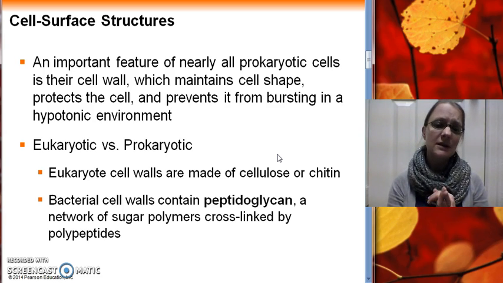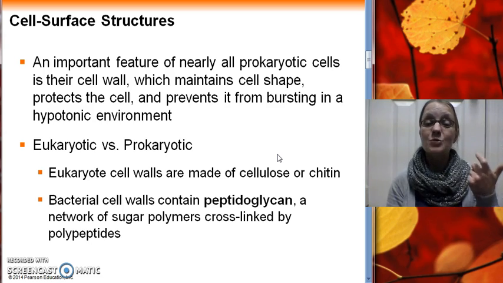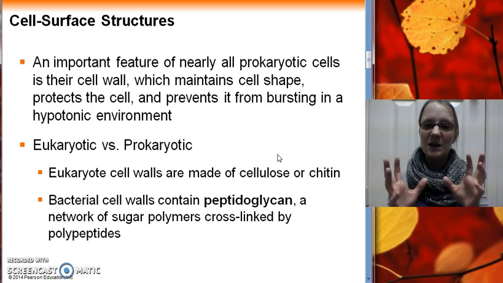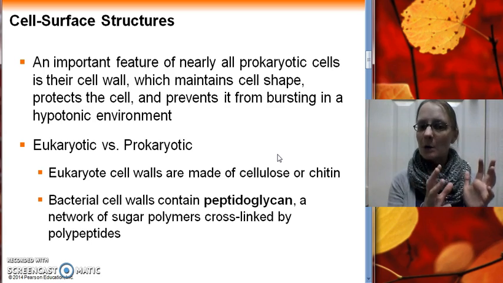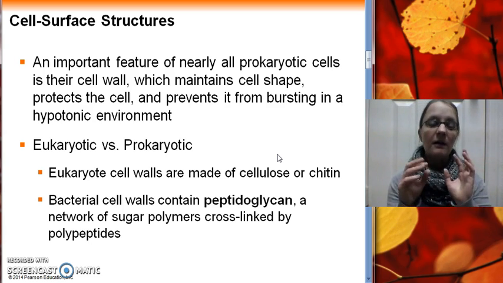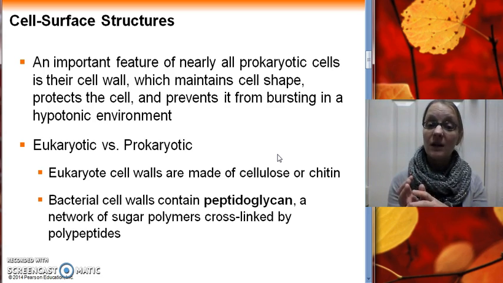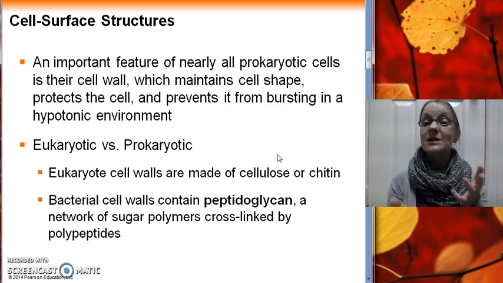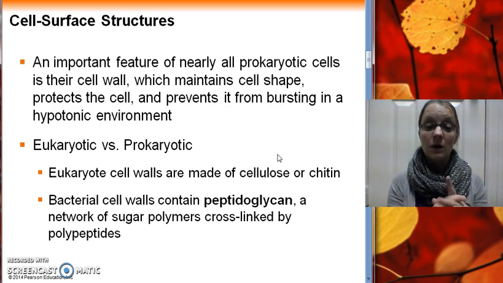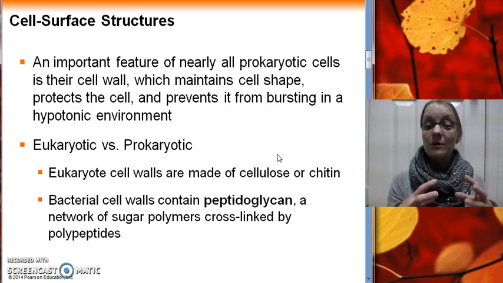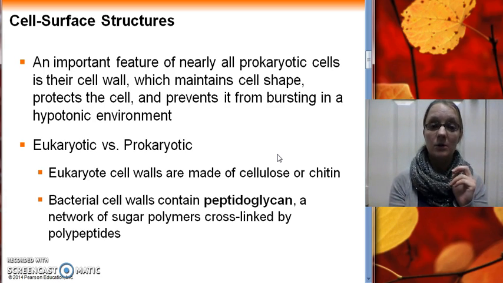What about bacterial cell walls? Now, these guys, instead of containing cellulose or chitin, bacterial cell walls are made out of a substance called peptidoglycan. If we were to split up this word, peptido probably makes you think of proteins, right? And then glycan probably makes you think of sugars or carbohydrates. And that's exactly what the 2 constituents of this type of molecule are. So peptidoglycan is going to be a network of sugar polymers that are going to be cross-linked or sort of bridged by polypeptide components.